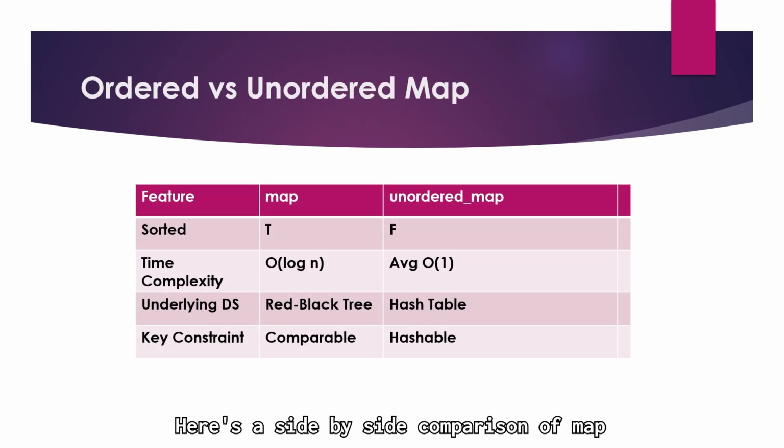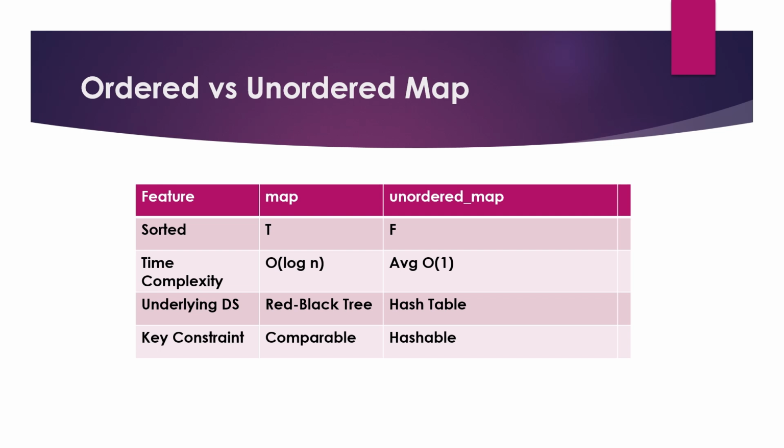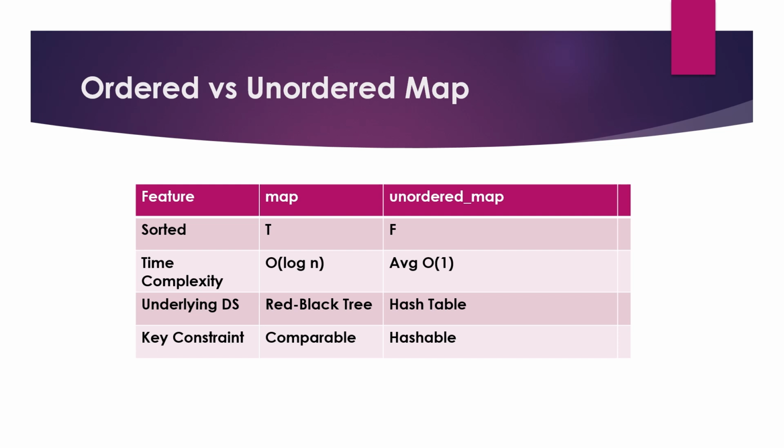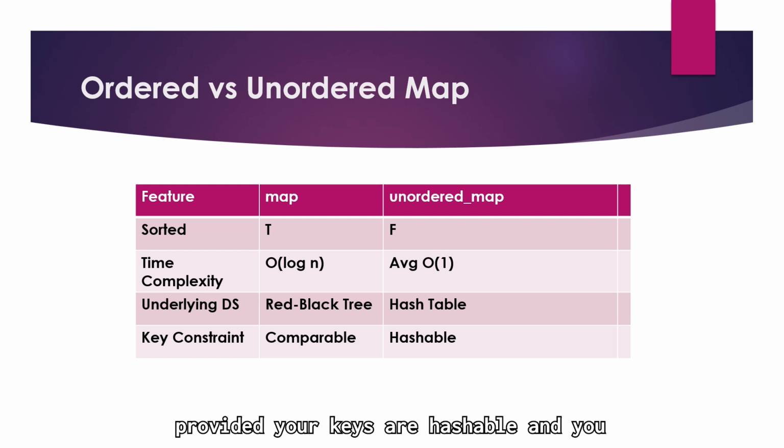Here's a side-by-side comparison of map and unordered map. Use map when you need keys sorted or want predictable traversal order. Use unordered map for faster insertions and lookups, provided your keys are hashable and you don't care about order.